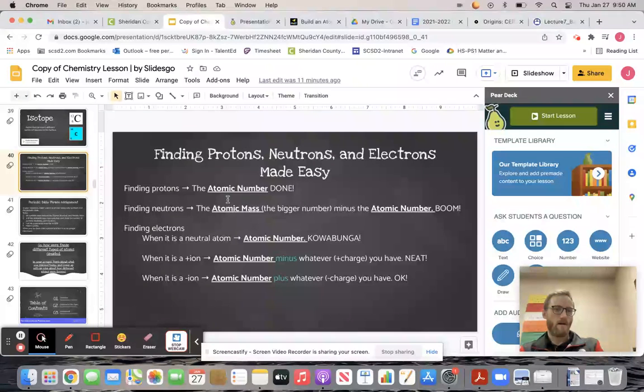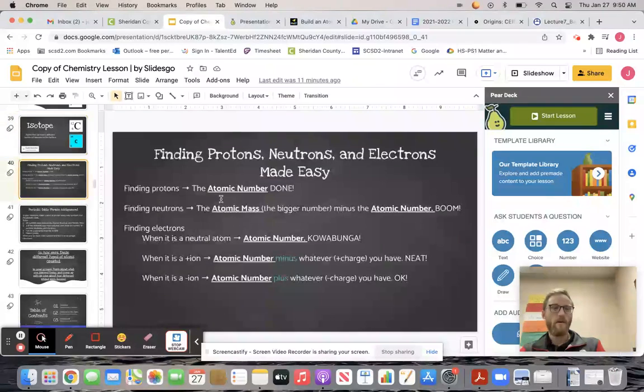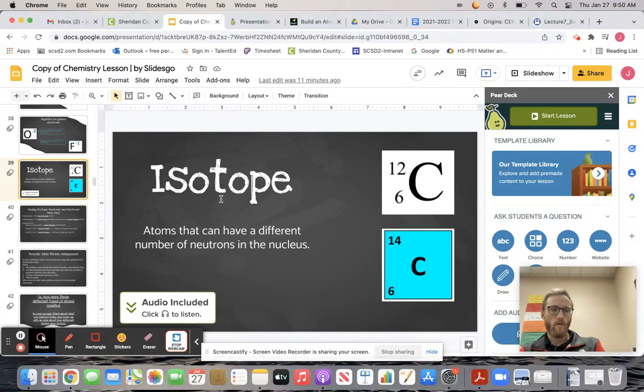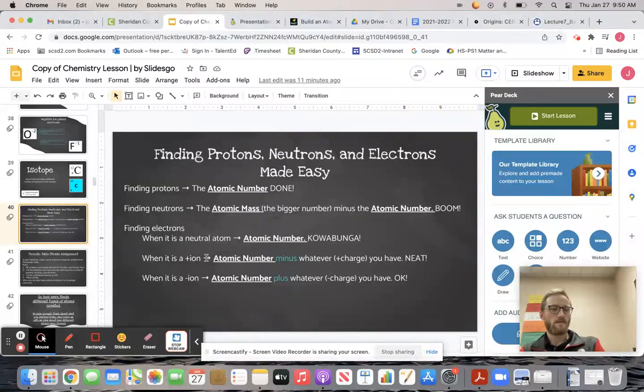Okay, neutrons. So we take the atomic mass, which is the bigger number, and we just subtract the atomic number. Boom, done, right? It's as simple as that. Okay, and that tells you how many neutrons. So if we write these down, guys, and just follow these steps, super easy. Now, electrons, whoa. Electrons, it's a little bit different, right?